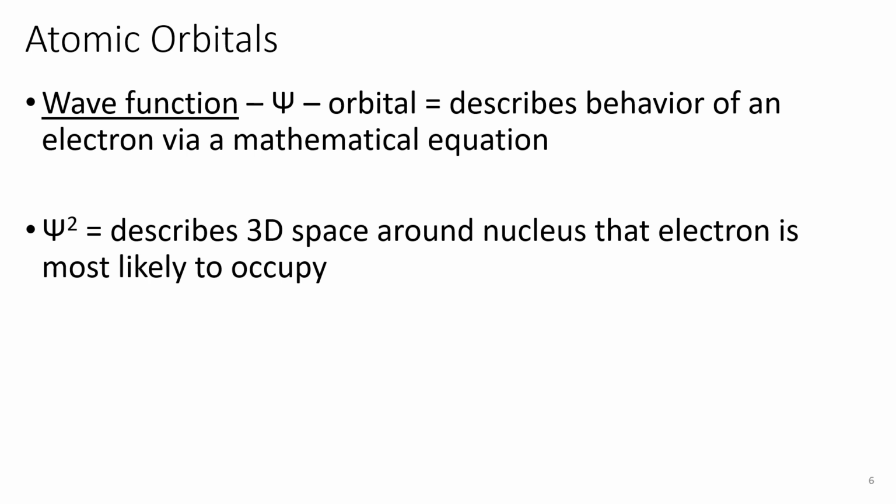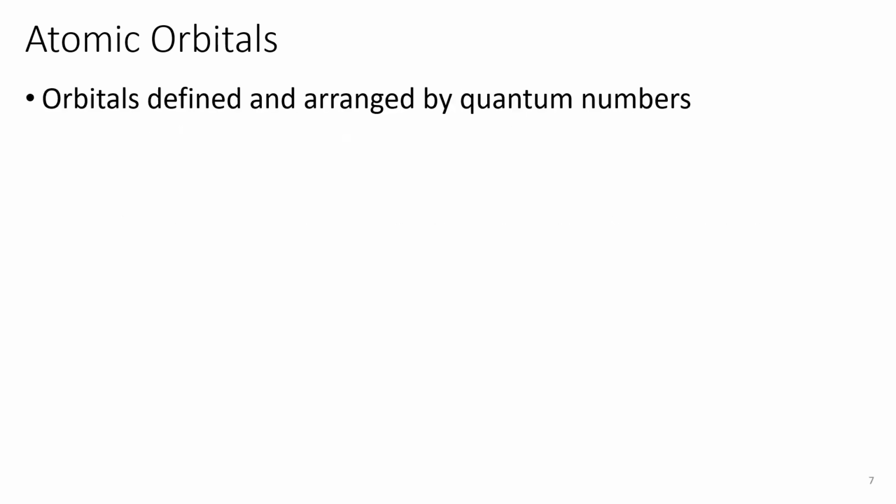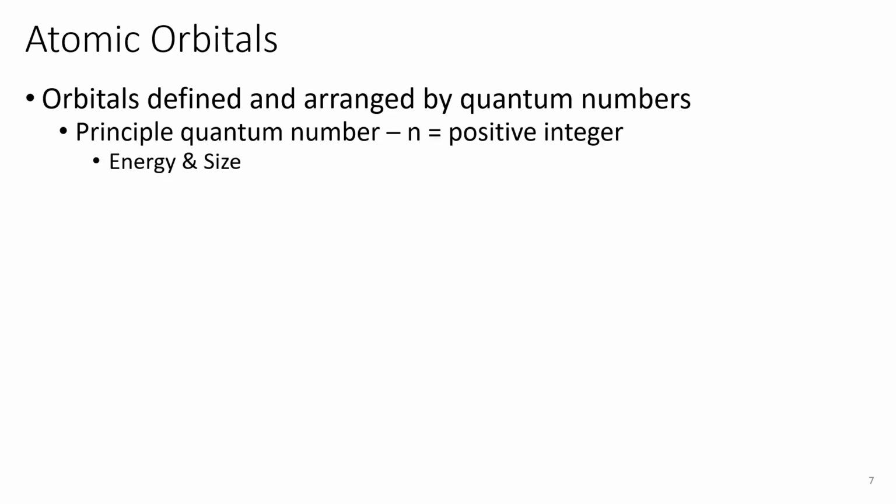So this is what allows us to get an idea about where the electrons are most likely to be around the nucleus of the atom, which will help us understand our bonding, since it's the electrons that are involved in bonding itself. So with our orbitals, we're going to define the orbitals based on quantum numbers. So we have a few different quantum numbers that you'll want to remember from your freshman course.